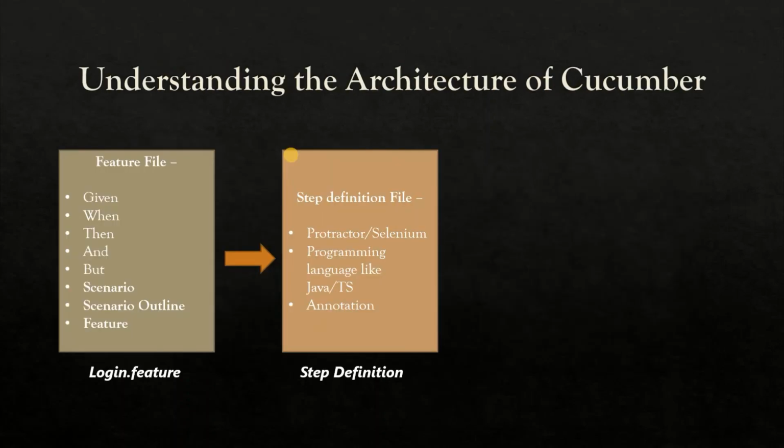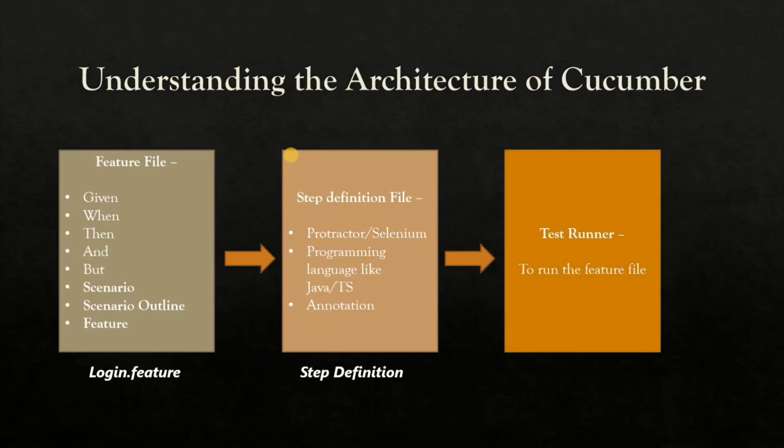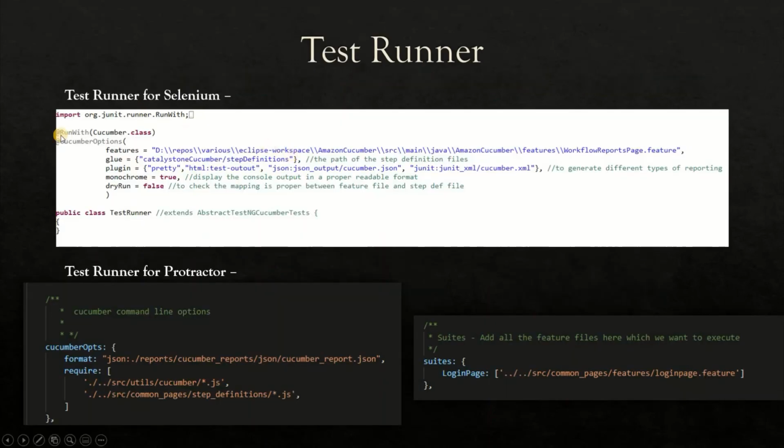Guys, then we have the last part, which is a test runner. A test runner is a file which is used to execute the feature file. Let's see an example of a test runner as well. So guys, if I am using Cucumber in, let's say, Eclipse, this is how it will look like. That is in Selenium and in Eclipse, this is how it will look like. If I'm using a test runner or Cucumber in Protractor, this is how it will look like in Protractor.